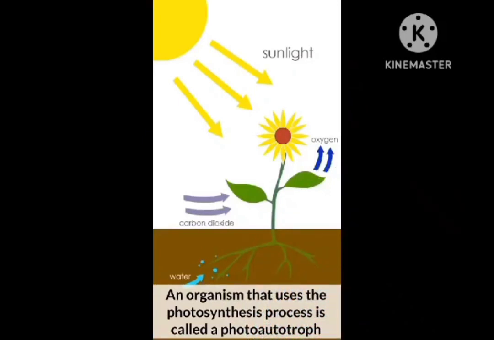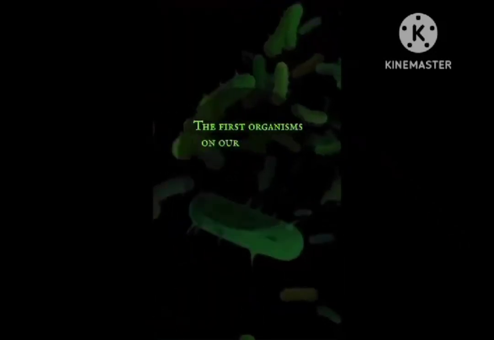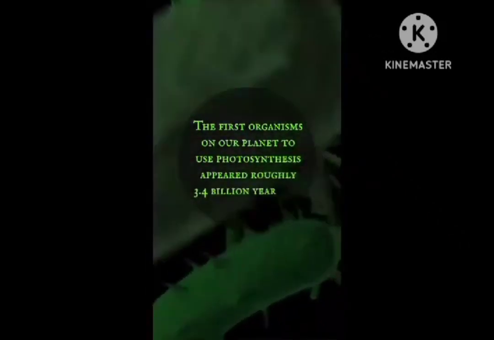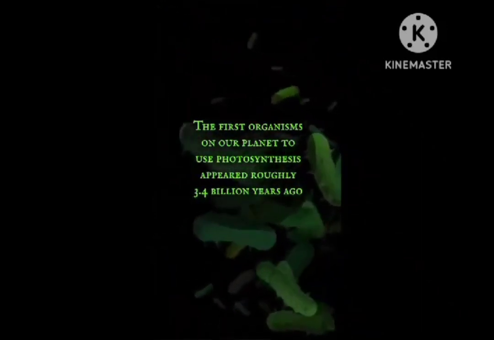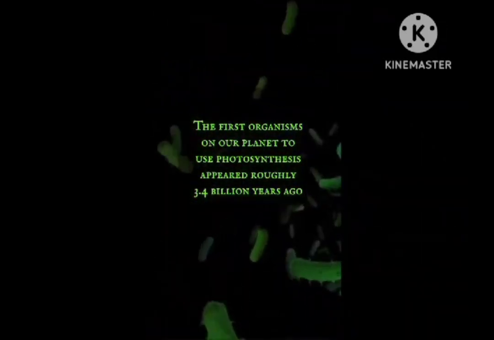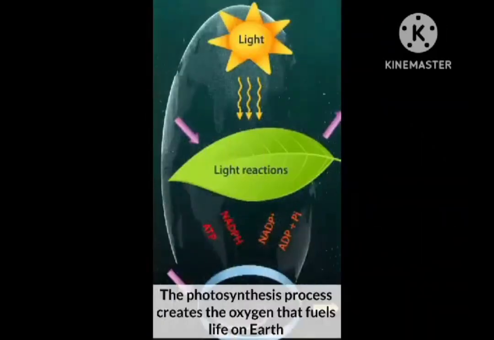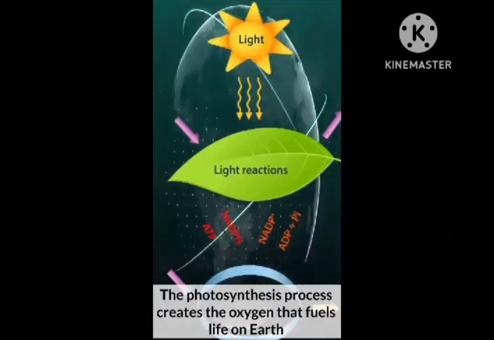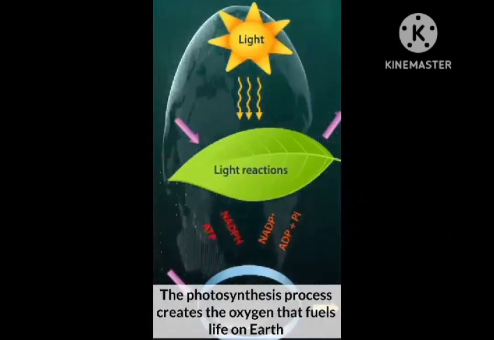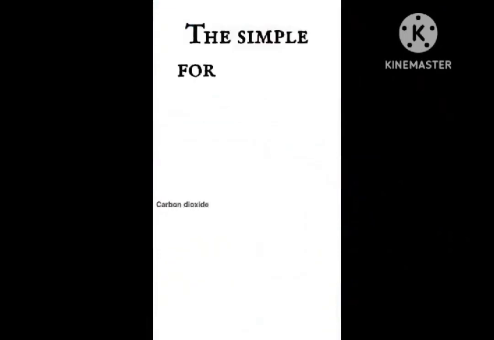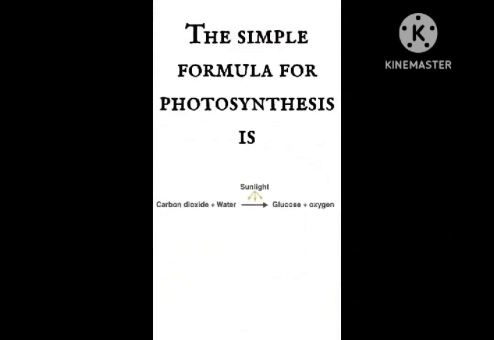What is the role of photosynthesis in plants? Let me define first what photosynthesis is. Photosynthesis is the process that transforms water, sunlight, and carbon dioxide into oxygen and simple sugars that the plant uses as fuel.